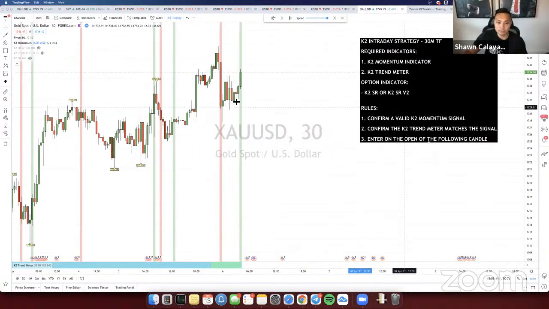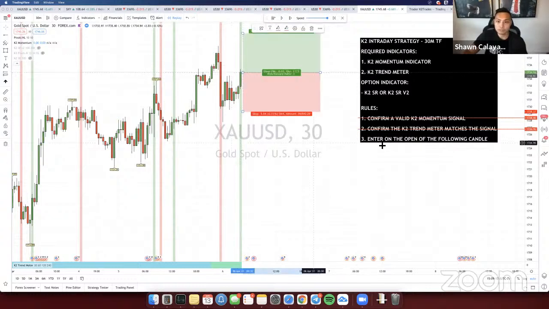So now that you have that, for this strategy, it's very simple. You just want to confirm a valid K2 momentum signal. So right here, we have a valid buy signal, right? It's green. You just want to make sure that it matches the trend meter. So right here, we have a valid signal. That's going to be requirement 1. Next, you want to confirm the K2 trend meter matches the signal. They're both green right here. So that's requirement number 2. With those met, you can now enter on the open of the following candle. So you can enter a long position right here.